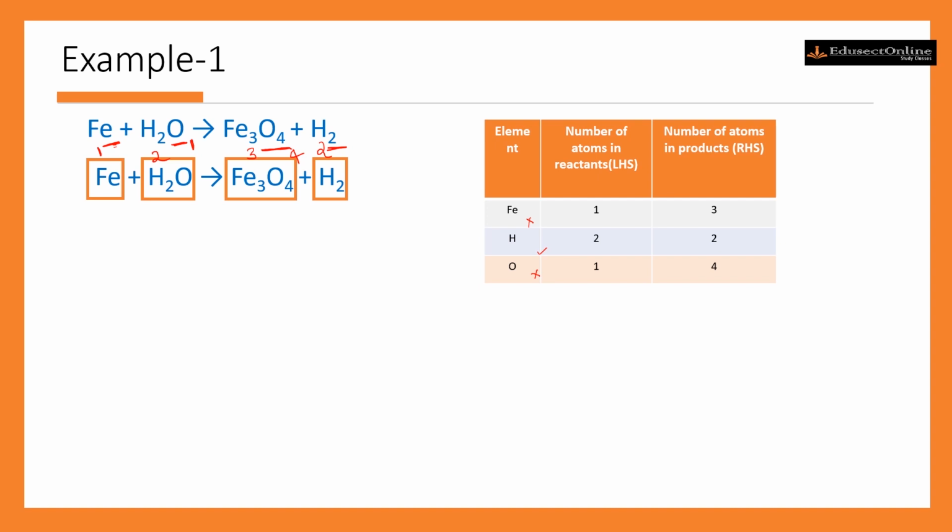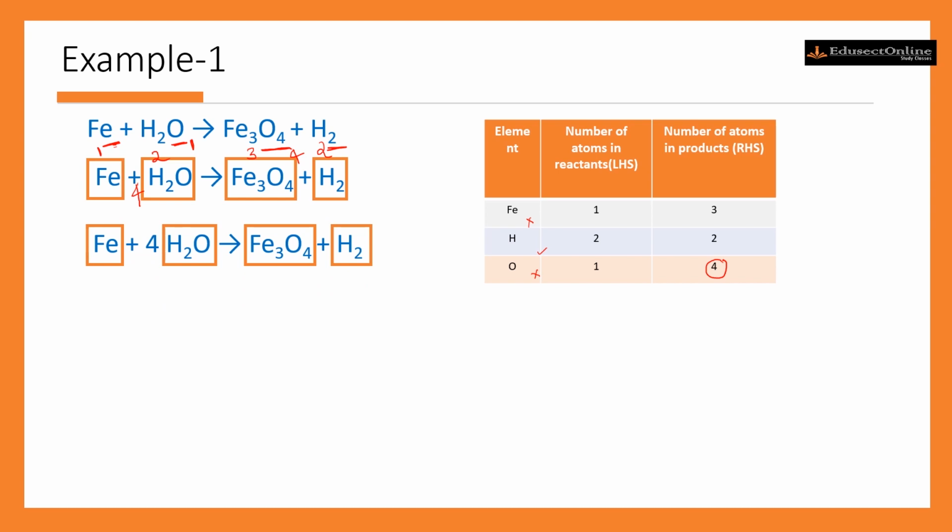Next, we have to consider the element which has the highest number of atoms. That particular element we have to balance first. Here the most number of atoms is for oxygen, that is 4. So we have to consider the oxygen element first. On the product side, oxygen is 4, but on the reactant side it is only 1. So to make it balanced, we have to add a 4 in front of this H2O. So on the reactant side the O becomes 4 and on the product side O is 4. That means now the oxygen is okay.